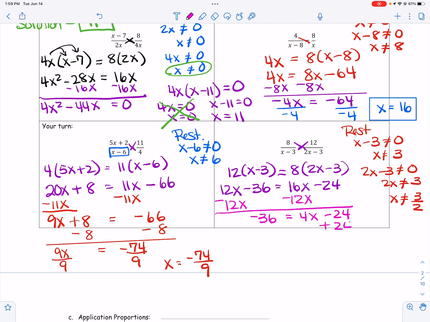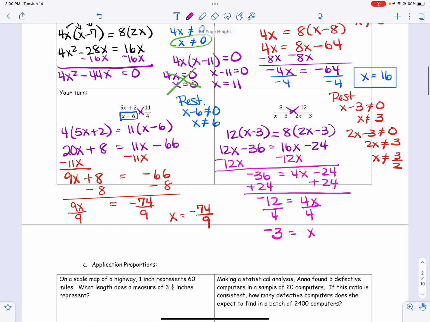I'm going to add 24 to both sides. And that gives me 4x is equal to negative 12. And then I divide by 4. And so x is equal to negative 3. And negative 3 is okay. If I had gotten positive 3, that would have not been okay. But negative 3 is a solution, and so that would be my answer.